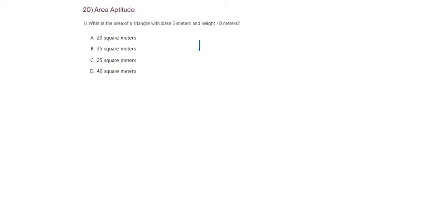Next question is your area. This is also very simple. They have asked what is the area of a triangle with the base and height. So you know the area of a triangle is half into base into height. I'm leaving this part to you people to solve, because it is a formula. You have height 10 meters, base 5 meters, so it is 1 by 2 into 5 into 10, which is nothing but your C option. It's very easy.